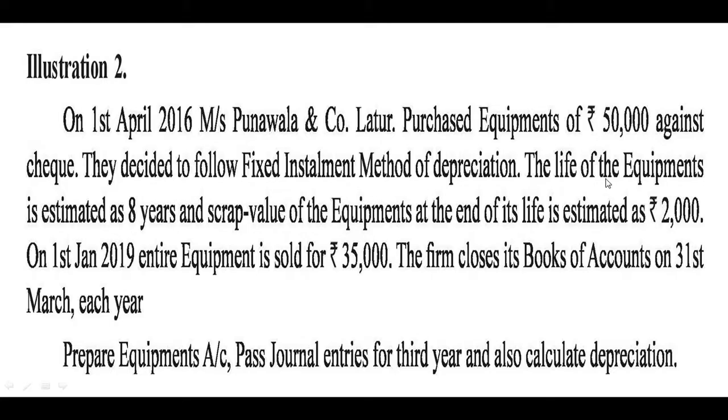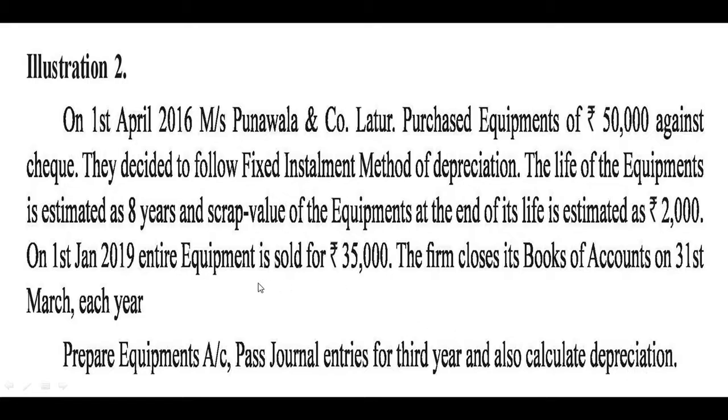The life of the equipments is estimated as 8 years and scrap value of the equipments at the end of its life is estimated as Rs 2,000. On 1st January 2019, entire equipment is sold for Rs 35,000. The firm closes its books of accounts on 31st March each year. Prepare equipment's account, pass journal entries for the third year and also calculate depreciation.